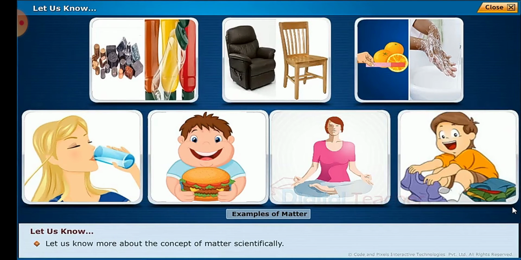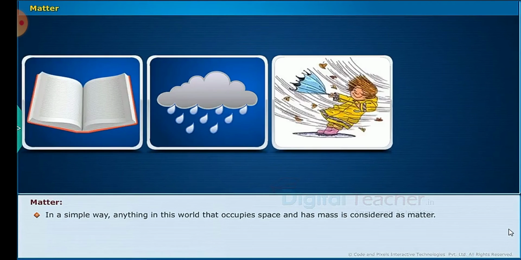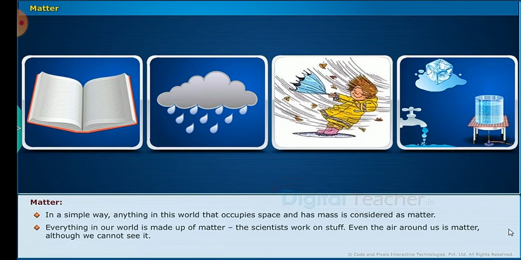Let us know more about the concept of matter scientifically. Matter. In a simple way, anything in this world that occupies space and has mass is considered as matter. Everything in our world is made up of matter.